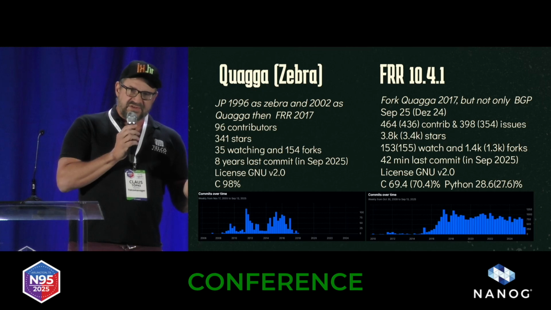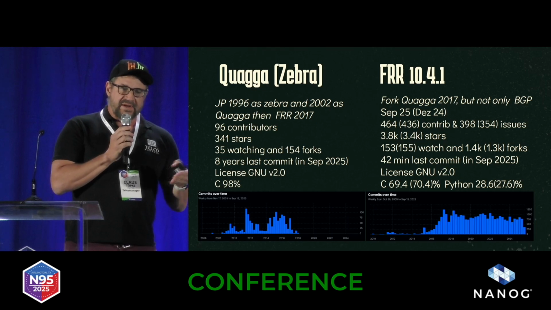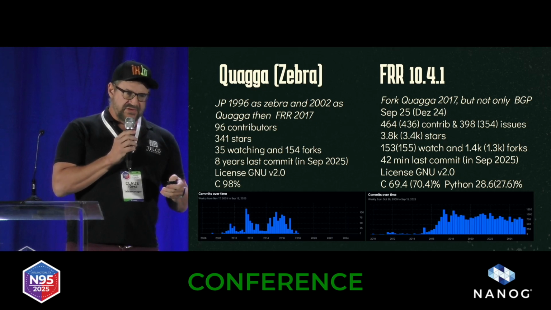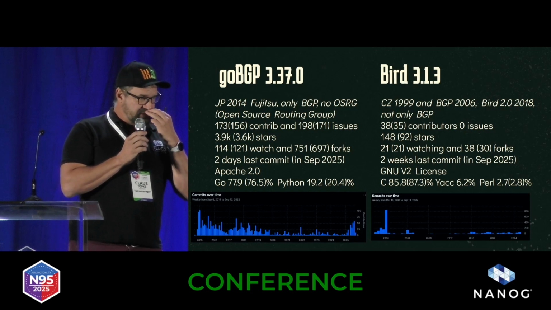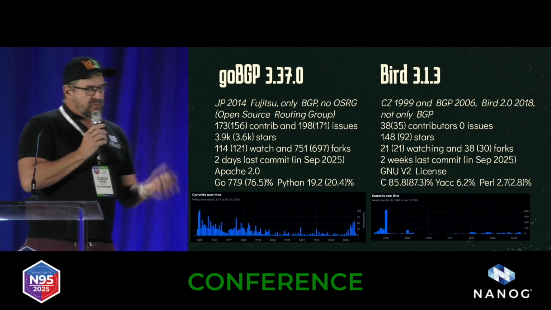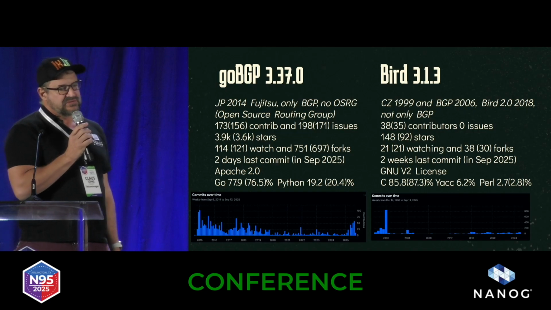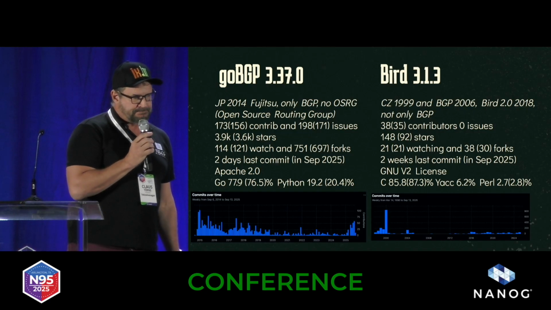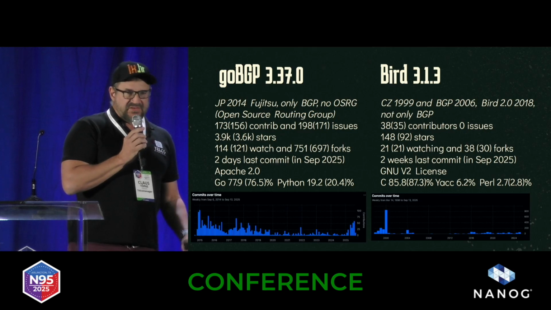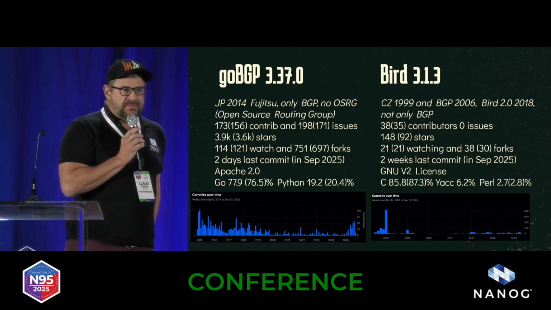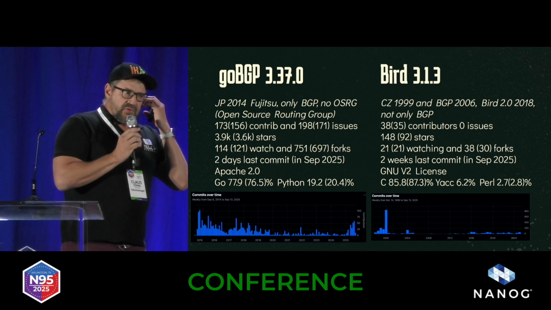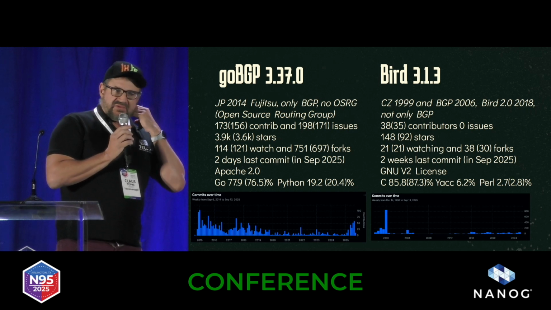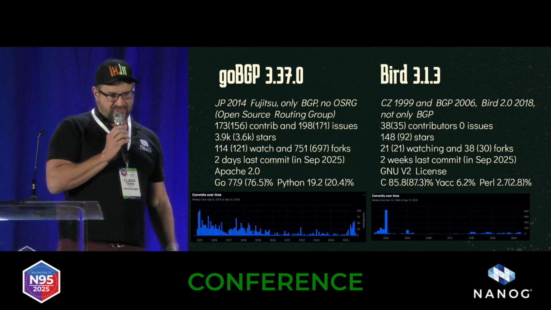This number changed in 1 year, so it's more Python now than C, but it's a small change. On the other hand, we have GoBGP, which is newer than most of the others that I've talked about already. It started in Japan in 2014. And in terms of contribution, it also has growth in 1 year. It's around 20 more people contributing.